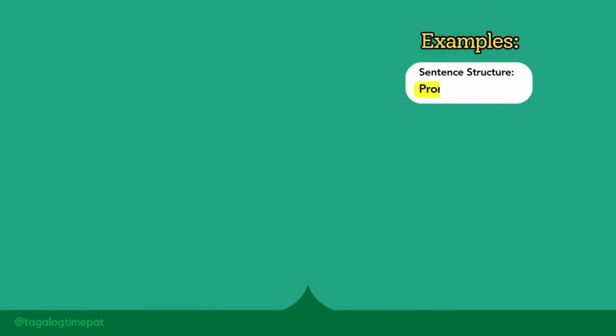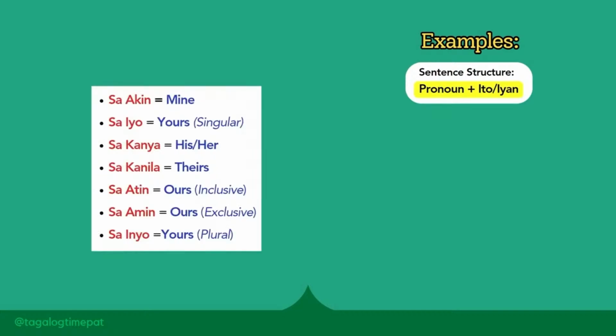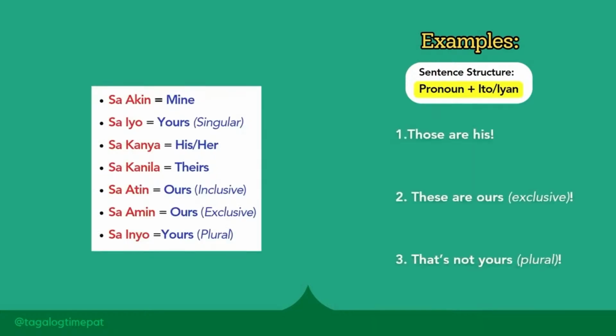Now let's do some examples. First, it's the pronoun, and then it's the demonstrative pronoun. And these are the pronouns we learned. So now take a minute and do these examples. If you wanted to say those are his, it would be sa kanya yan. Number 2, these are ours. Exclusive would just be sa amin ito. So we are just following that sentence structure, pronoun, then the demonstrative pronoun.